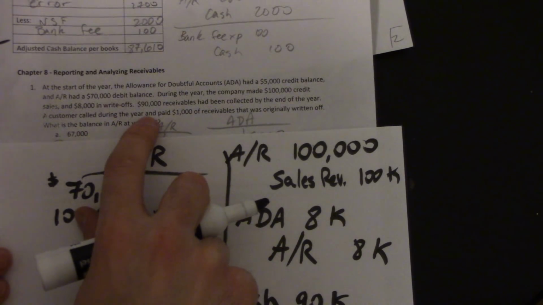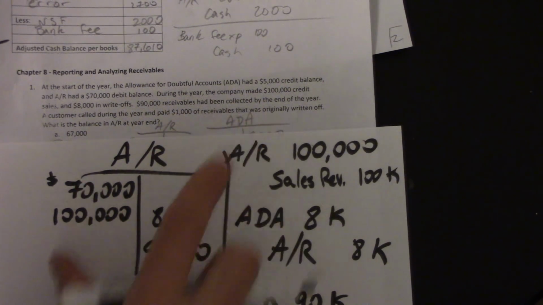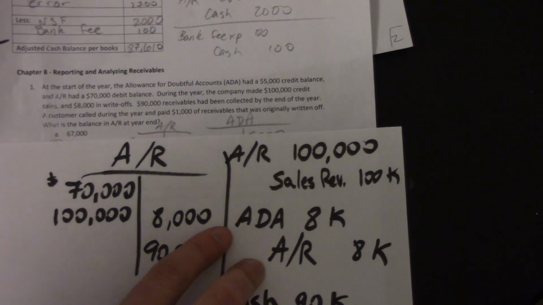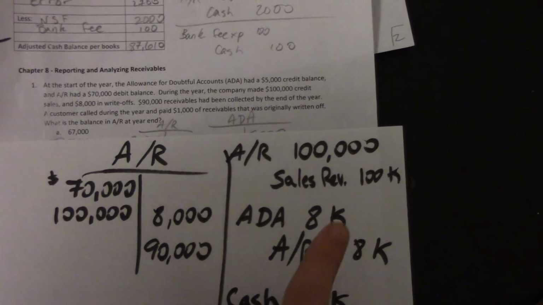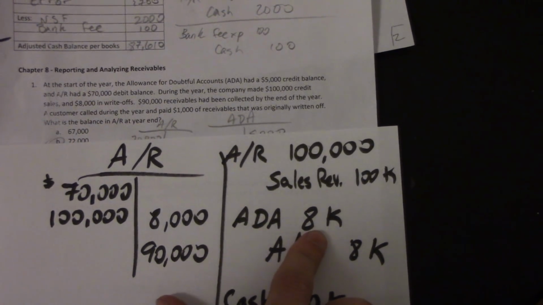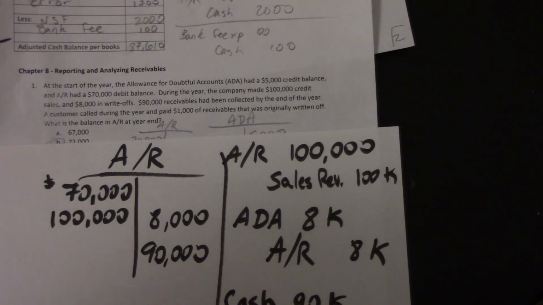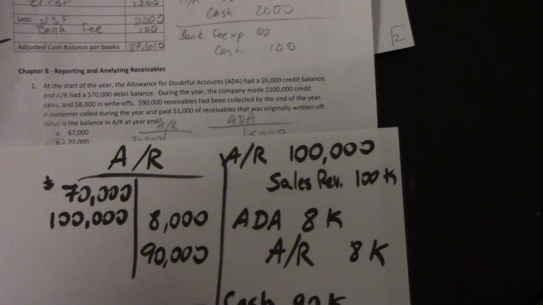A customer called us during the year and paid $1,000 of receivable that was originally written off. So when we made this journal entry to write off $8,000, we thought we would never collect this $8,000. Now a customer is calling us up and said, hey, I have $1,000 I can pay you for that we originally thought we were never going to get.